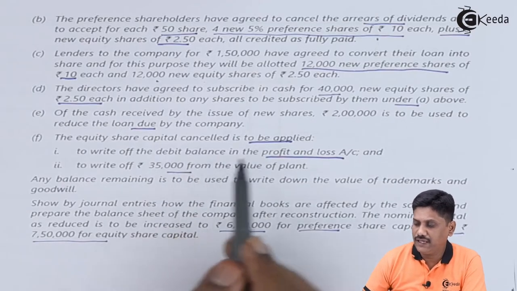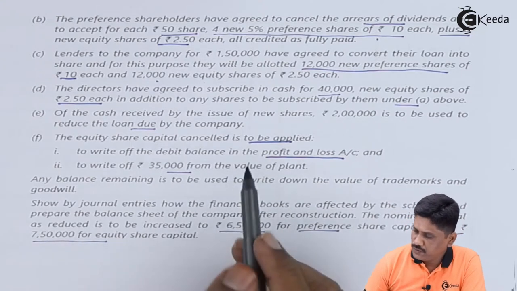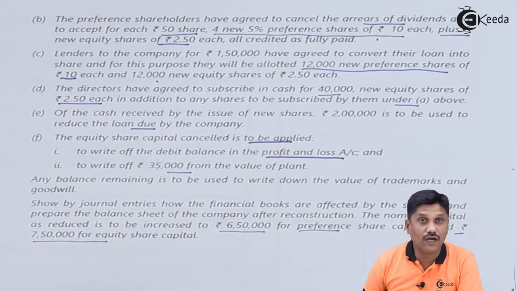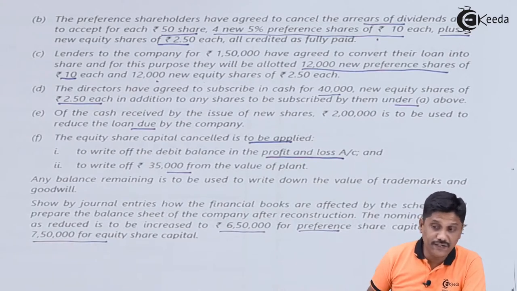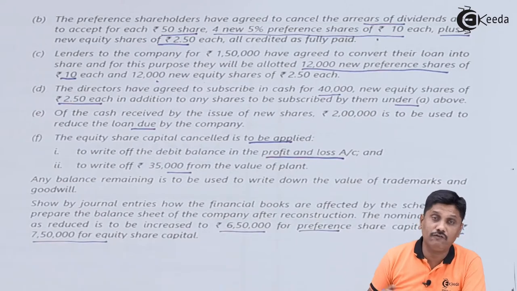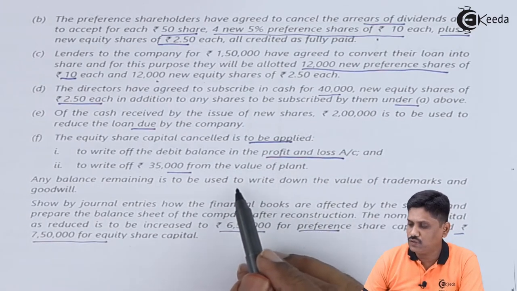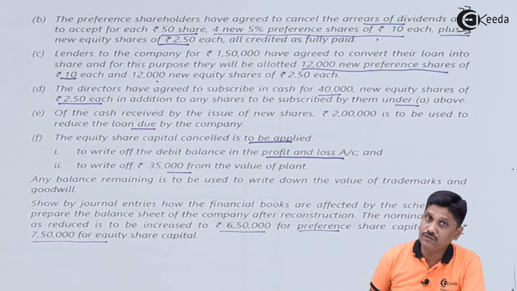Equity share capital cancelled is to be applied to write off the debit balance of PL account. So PL account will be credited, and to write off 35,000 from the value of plant. So plant account will be credited. So my entry will be capital reduction account debit to profit and loss account and to plant account. Let's do the entry.